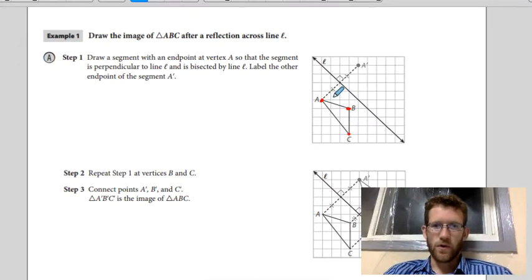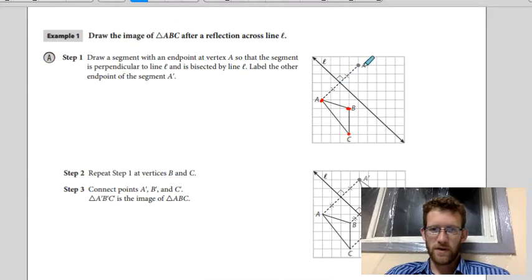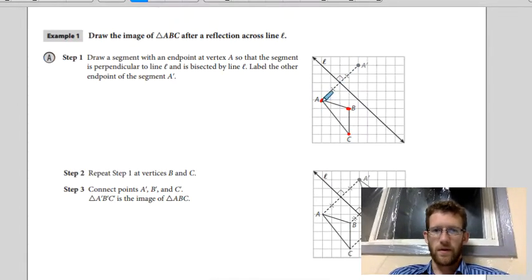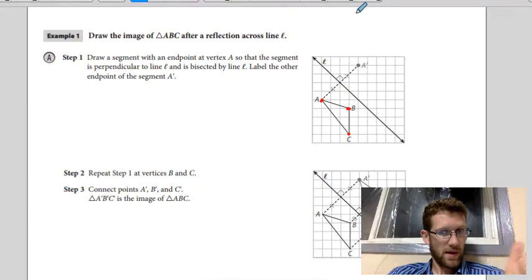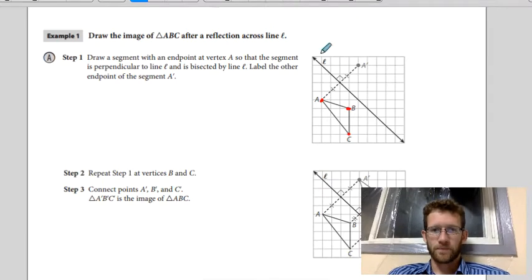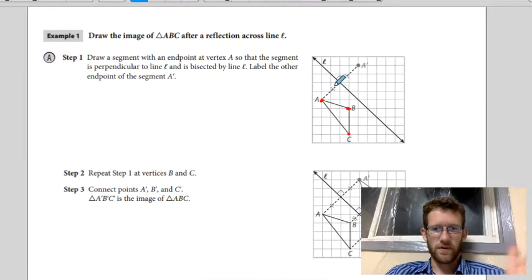In order to reflect over it, we need to find a segment that is perpendicular to that line of reflection. In fact, a segment that is bisected by that line of reflection. So we can do this using a compass. You could also do this eyeballing it, although let me warn you, it's really easy to mess up if you just quote unquote eyeball it. I'm going to run you through my little technical way, but just know that those are the other two ways that are usually pretty good.